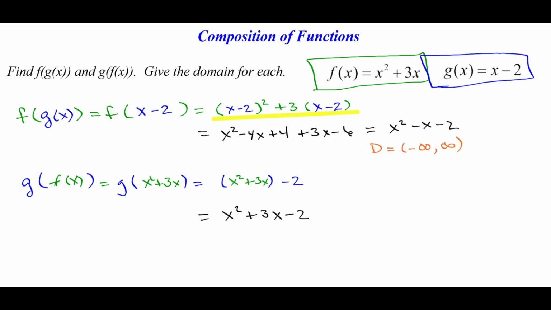Same thing down here with the second example. Before we simplified is here. No variable in the denominator, no variable under an even radical, and no variable after log or natural log.